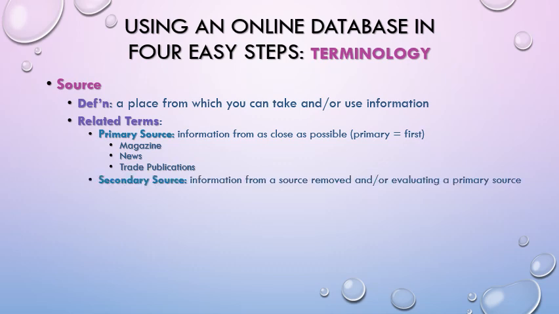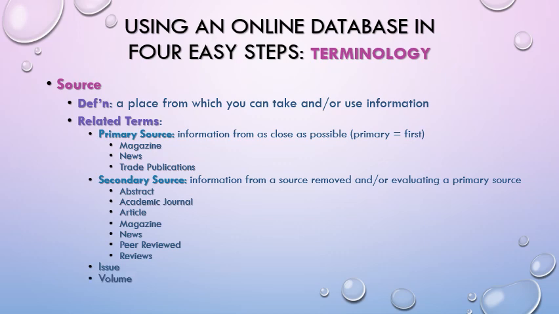Secondary source, which has second in it, so it's the number 2, information from a source removed from and or evaluating a primary source. So in other words, it's one step removed. So if somebody tells you about something, you are a secondary source. An abstract, academic journal, article, magazine, news, peer-reviewed journal, issue, and reviews, all of these can be secondary sources. You have to look at the individual pieces to figure out whether they're primary or secondary, but as a rule, those are going to be secondary sources.